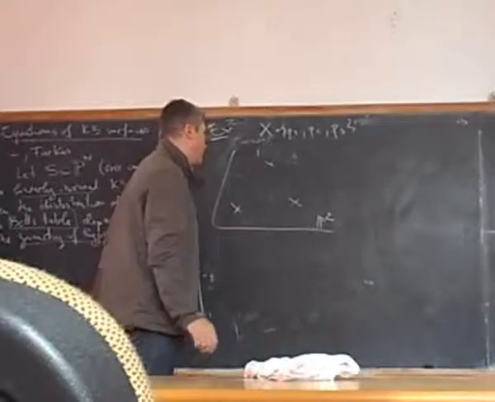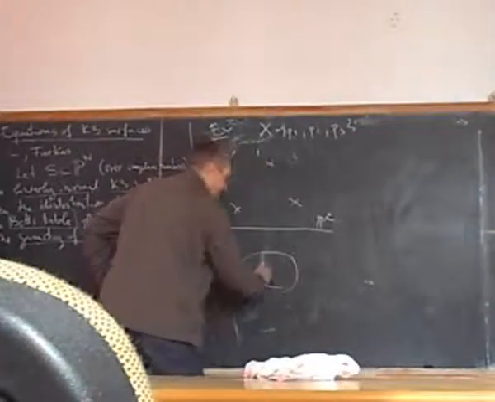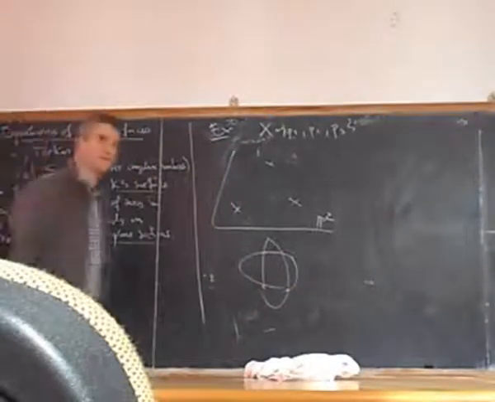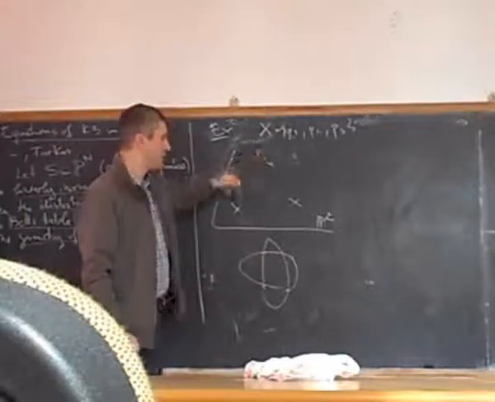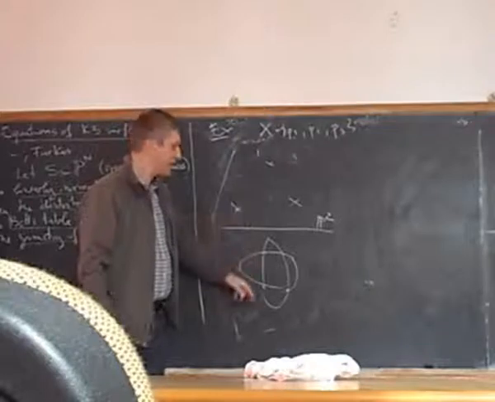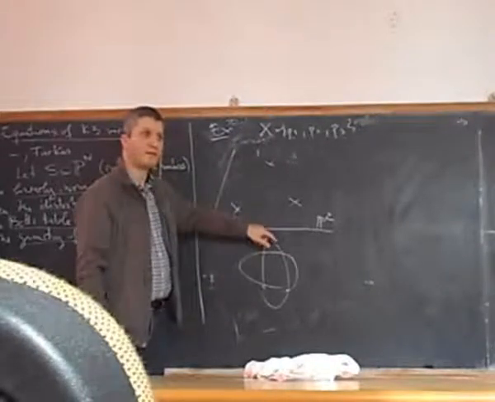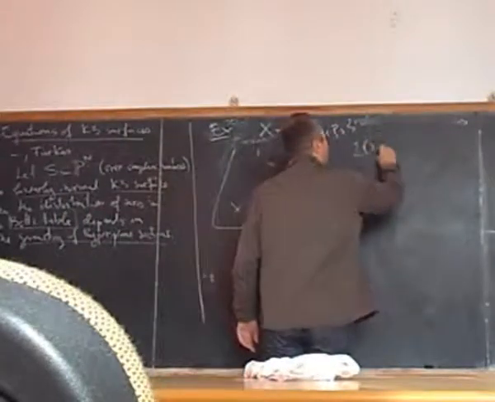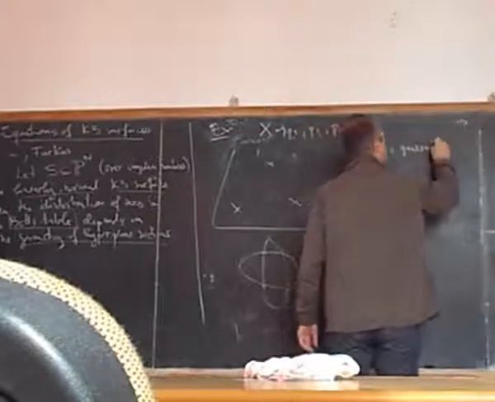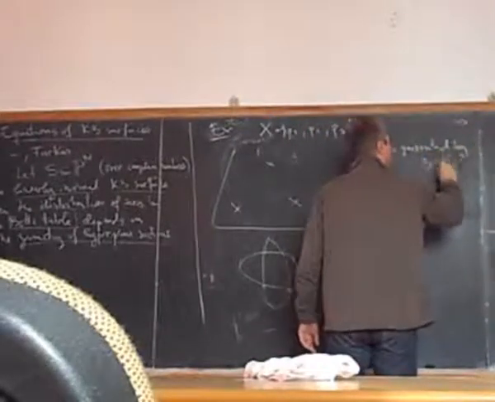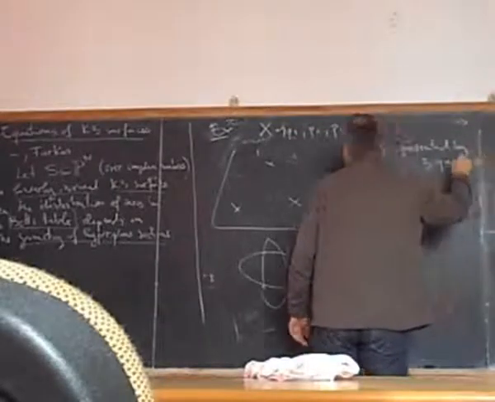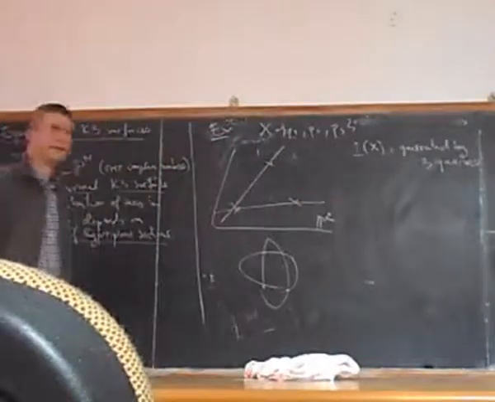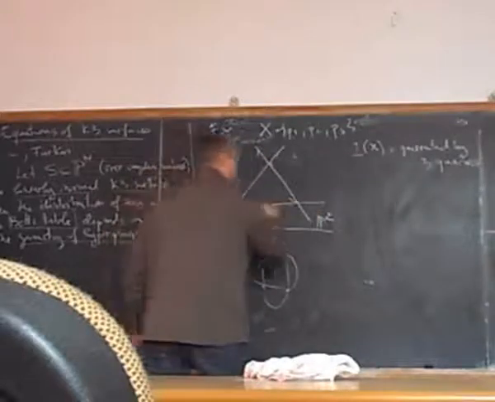Well, in P2, two conics will intersect in 4 points, possibly with multiplicities. So 2 conics will never cut out these 3 points. But if we take another conic passing through the 3 points, then we will get precisely what we want. So the ideal of X is generated by 3 conics. And these 3 conics, actually, I can write them down. So I have 1 conic, which is the union of 2 lines. I intersect with another conic, which is the union of these other 2 lines.